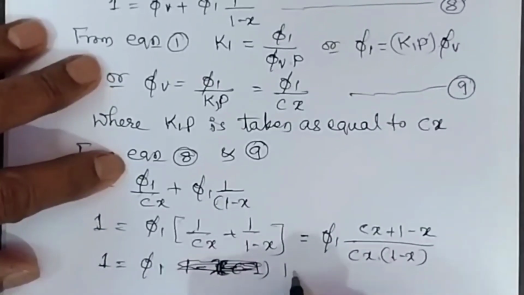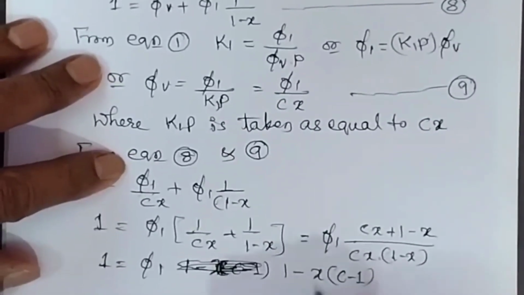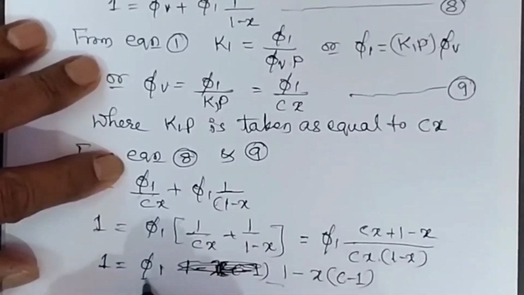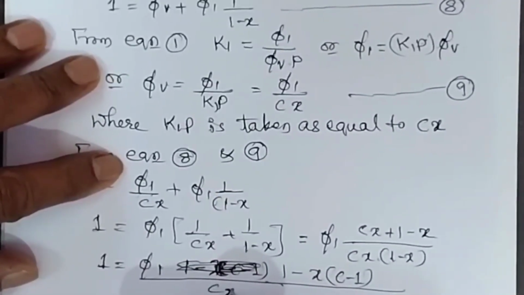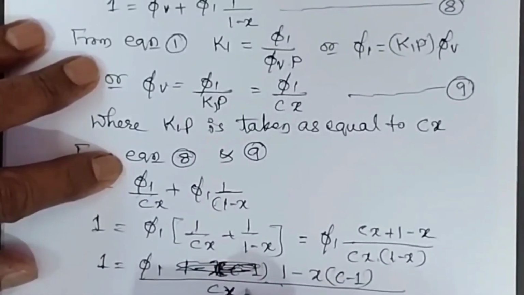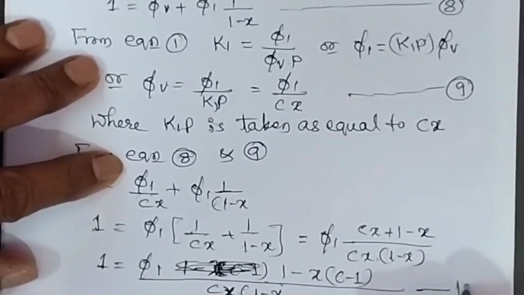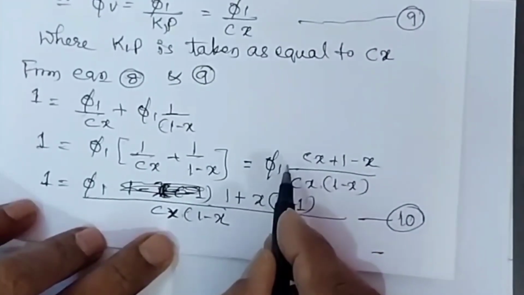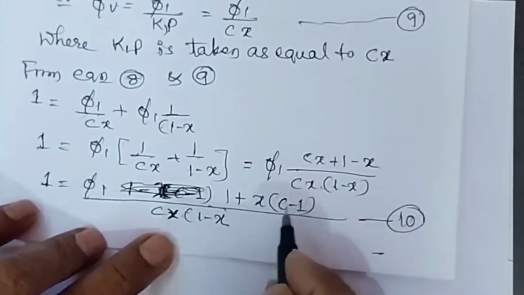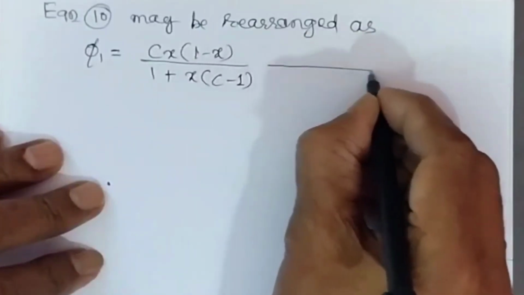is equal to 1 minus x into c minus 1 divided by Cx into 1 minus x. Suppose this is equation 10. This is 1 plus. Okay, when 1 is taken common and x is taken common, this becomes c minus 1. Suppose this is equation 11.